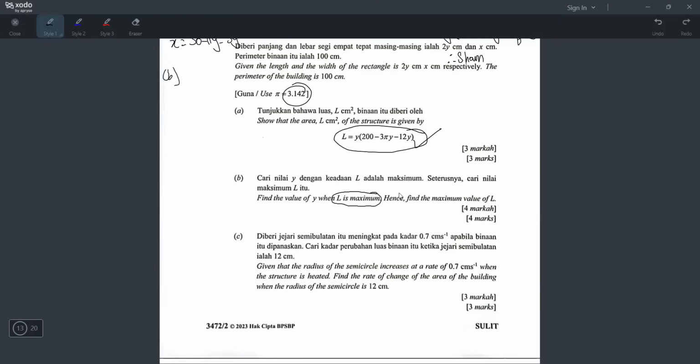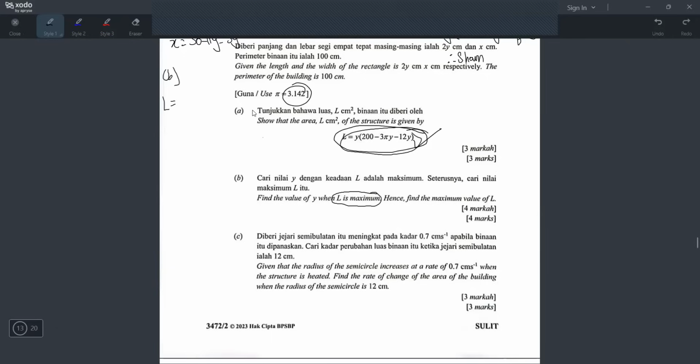Alright? But you differentiate what? You look at what they say is maximum. If they say L maximum, then you differentiate the L equation equals 0. If they say X minimum, then you differentiate the X equation equals 0. Alright? So since this question is saying L maximum, you differentiate the L equation equals 0. And where is the L equation? This one, right? But if you can expand, before you differentiate, you have to expand first.